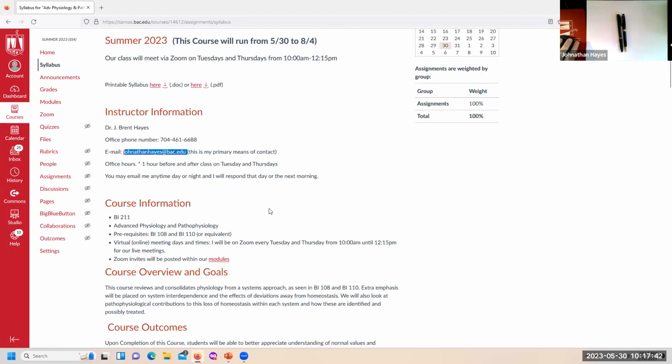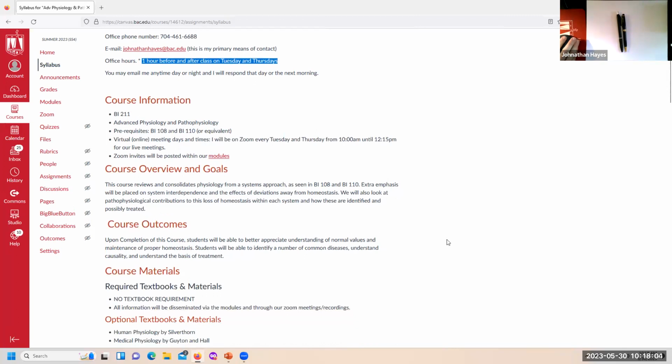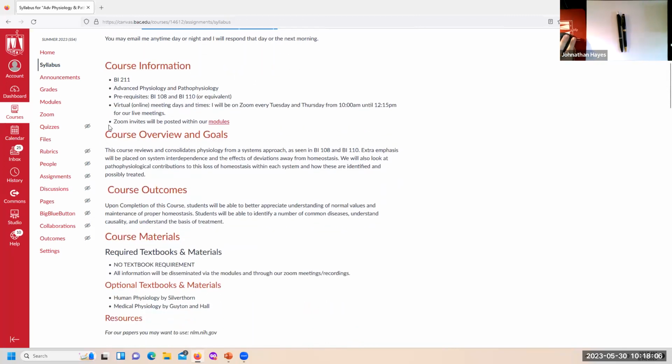If you ever want to do a Zoom meeting, we can always stick around after class. We can get on before class if you want to. We can do it at random times if you need to, but if you need to talk to me face to face, we can do that. But these are my posted hours. It just says 1 hour before and after each class, but I'm pretty flexible. Again, if I'm not mowing the grass, I'm available. Again, Zoom invites will be posted in our modules.